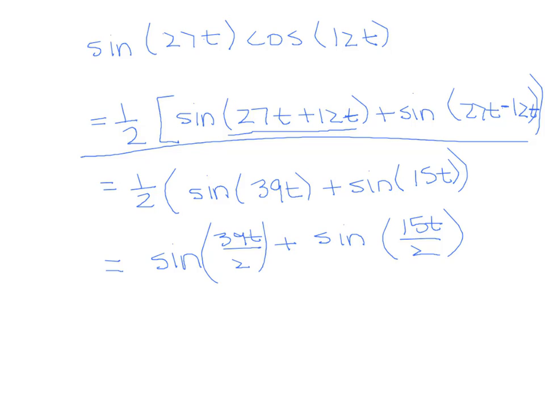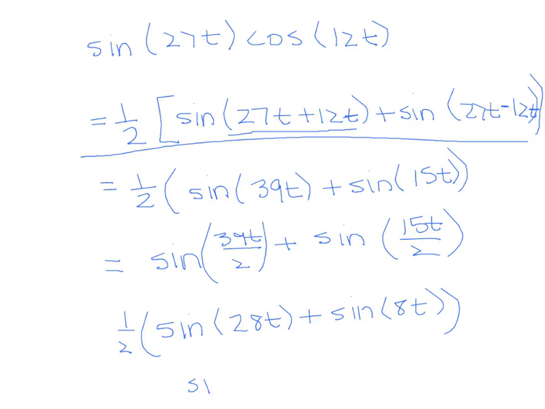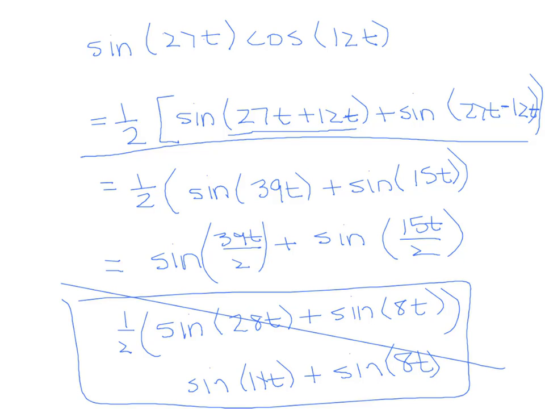This is completely wrong. Does everybody see why this is completely wrong? Is anybody not sure why this is completely wrong? Sometimes I'll have it be 1/2 times sine of, say, 28t plus sine of 8t, and people will come in and say this is the sine of 14t plus the sine of 8t. No, it's not. So I want to make sure you understand.